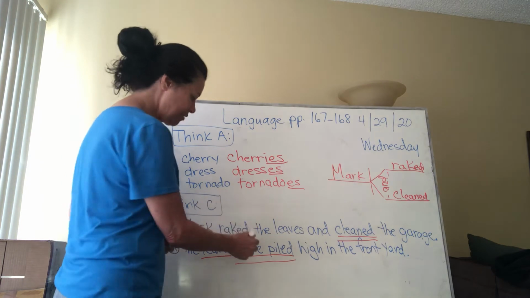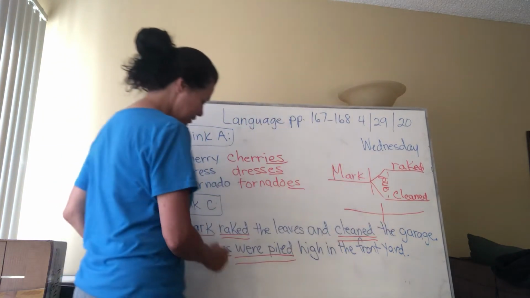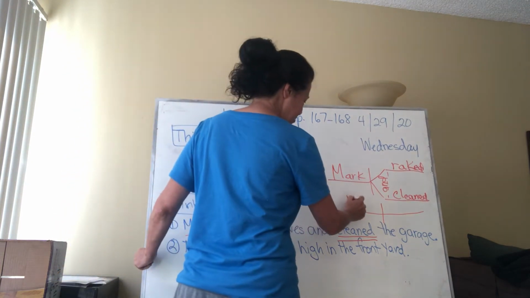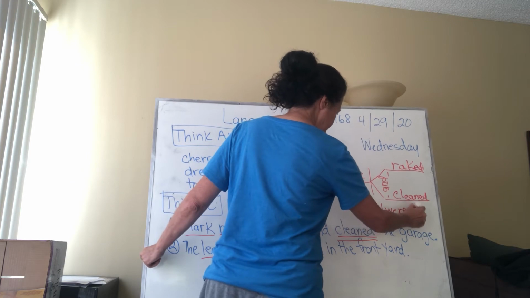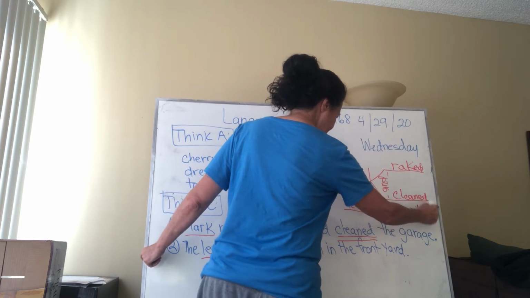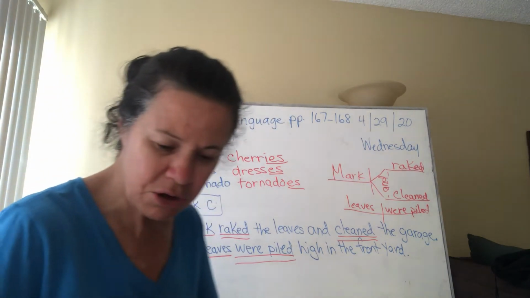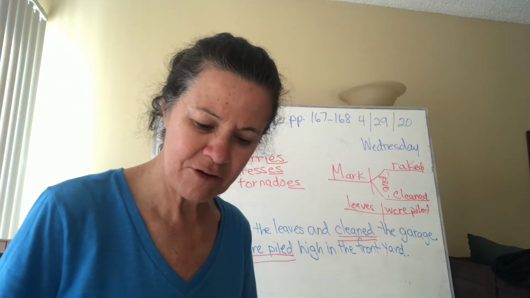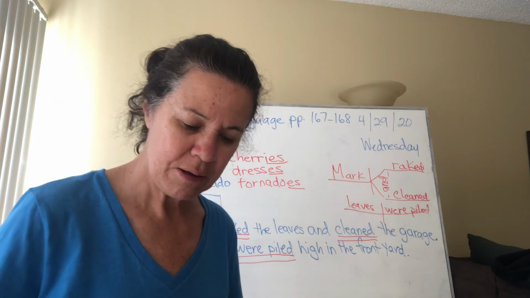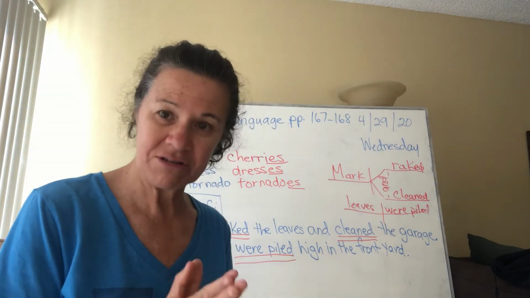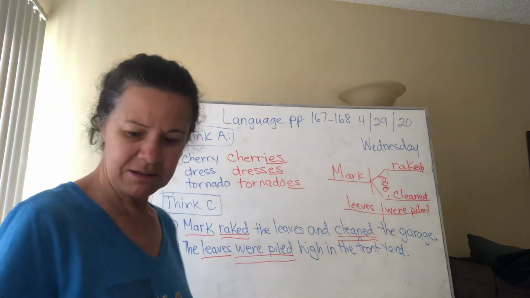So when you diagram this, you simply do this. You put your subject, leaves, and then your verb were piled, okay? So you're going to find the subjects and the verbs and then you're going to diagram them. Let's look quickly at number 7 so you could see a different example too.